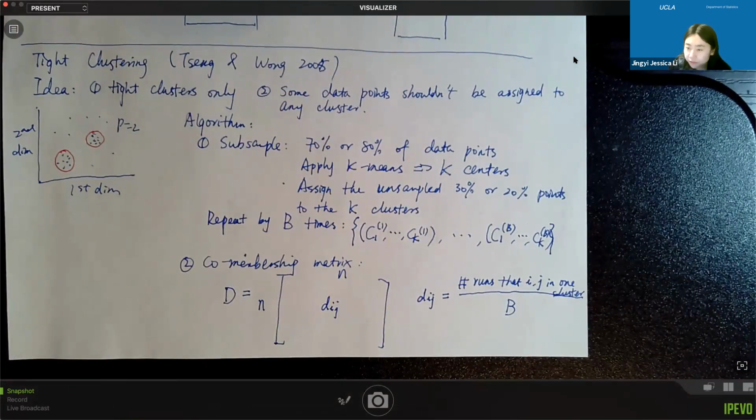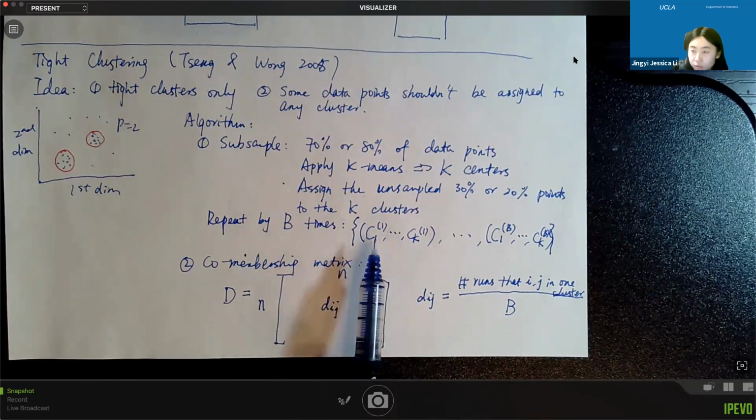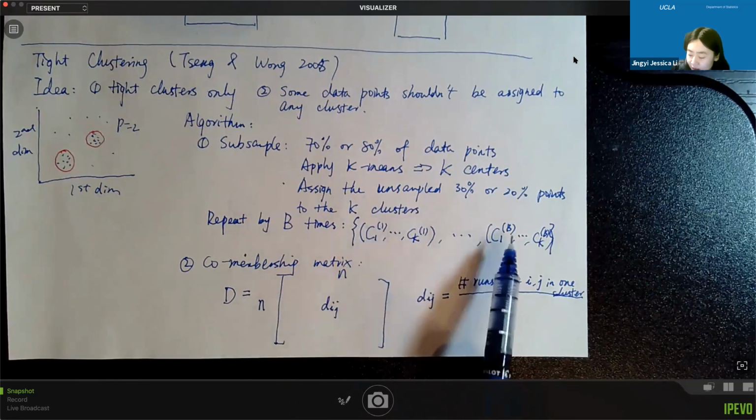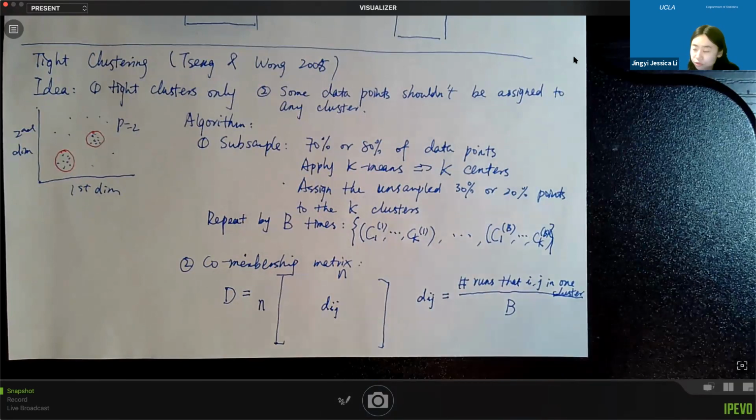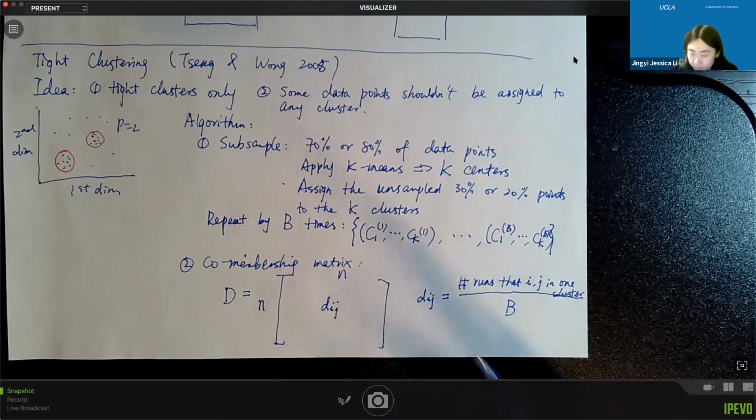So you see, by this definition, the cluster label does not matter. For example, i and j may be in cluster 1 here, but they may be in cluster K here. Since the labels do not mean anything here, we don't need to align the labels. We just record whether two points are in one cluster or not.